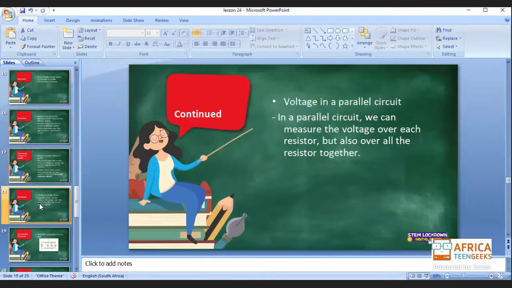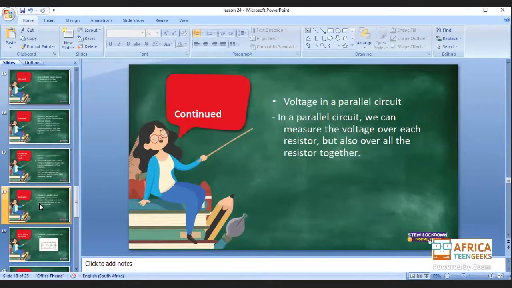Look at this. Voltage in a parallel circuit. In a parallel circuit, we can measure the voltage over each resistor, but also over all the resistors together. We are also going to look at the parallel circuit rule when it comes to voltage. Remember, we said with the series circuit, the rule there is V equals V1 plus V2 plus V3.